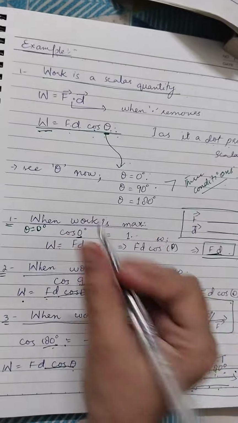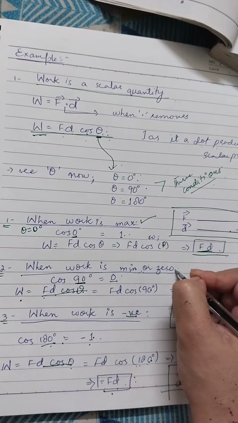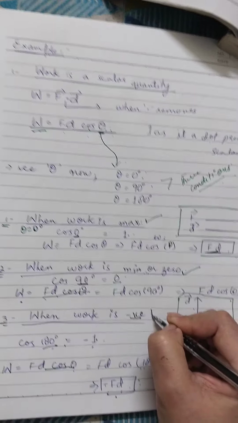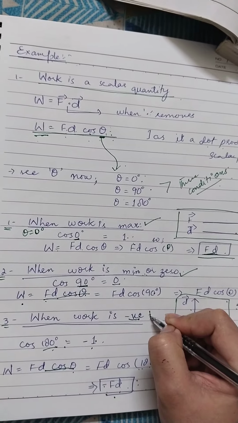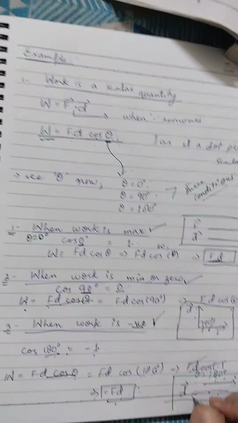I hope you all understand these three conditions: when your work done is maximum, when your work done is minimum or 0, or when your work done is negative, or simply when the vectors are opposite. I hope you understand the lecture.